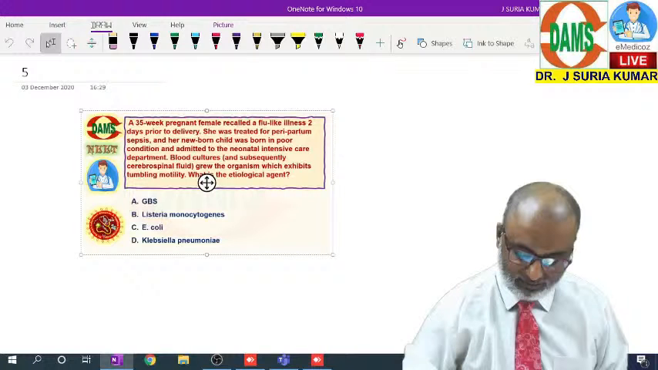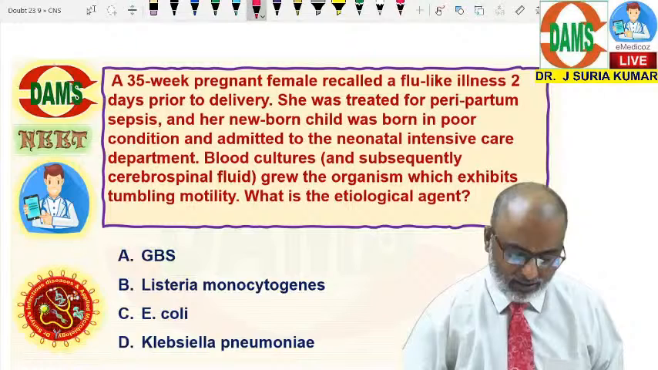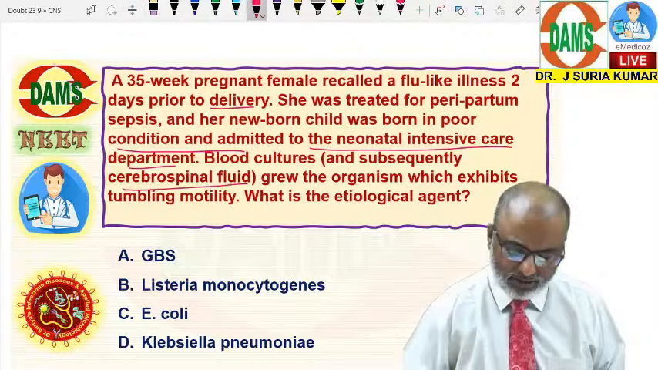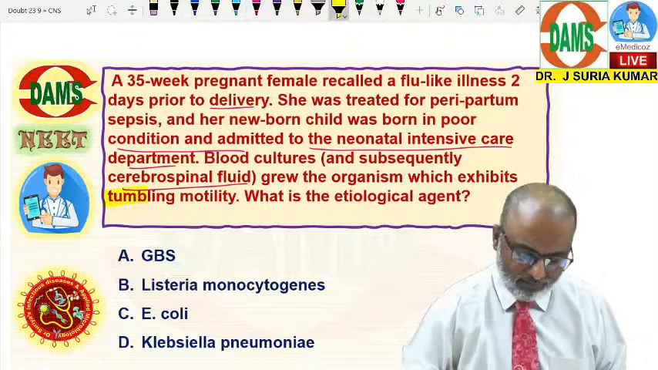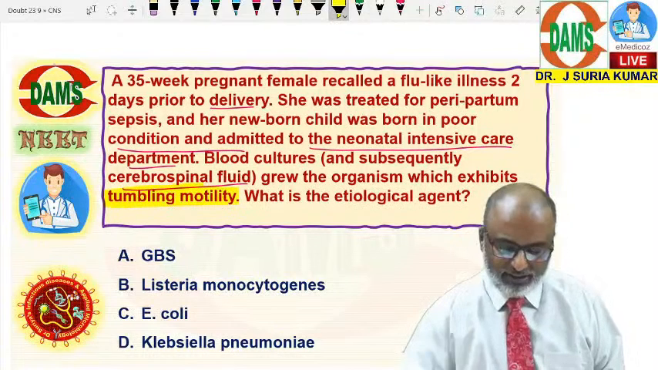A 35-week pregnant female recalled a flu-like illness 2 days prior to delivery. She was treated for peripartum sepsis and her newborn child was born in poor condition and admitted to the neonatal intensive care department. Blood cultures, including CSF, grew an organism which exhibits tumbling motility. That's all, game over. So you should know it is a neonatal meningitis.